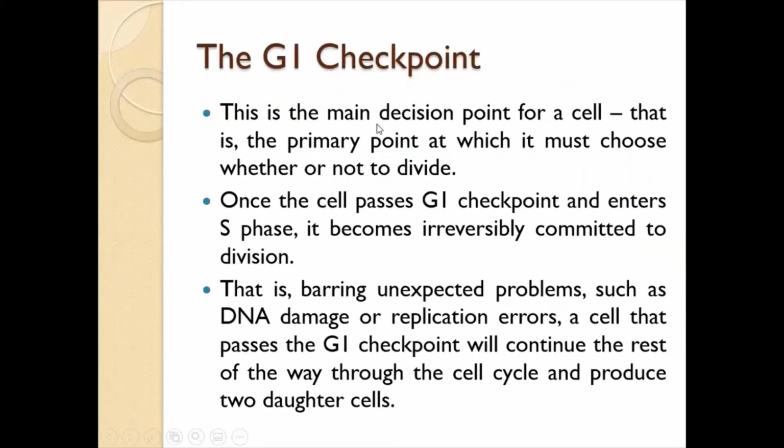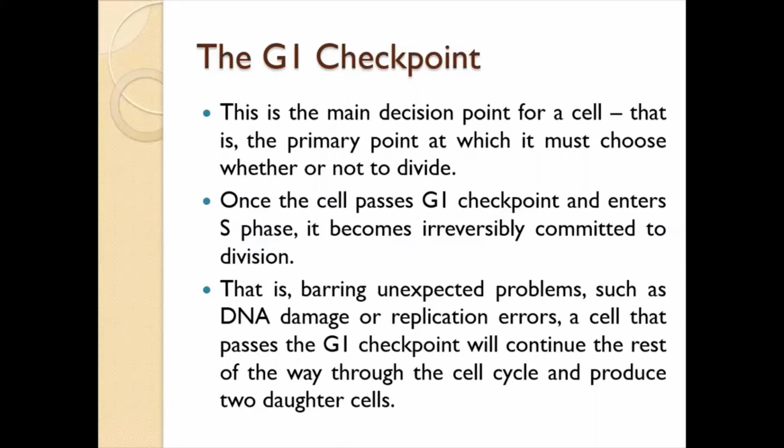So the G1 checkpoint is the main decision point for a cell. That is the primary point at which it must choose whether or not to divide. Once the cell passes the G1 checkpoint and enters into the S phase, it becomes irreversibly committed to division. So upon successfully going through the G1 checkpoint, the next phase is the S phase, and this phase is irreversible. When a cell enters into the S phase, it cannot return from it.